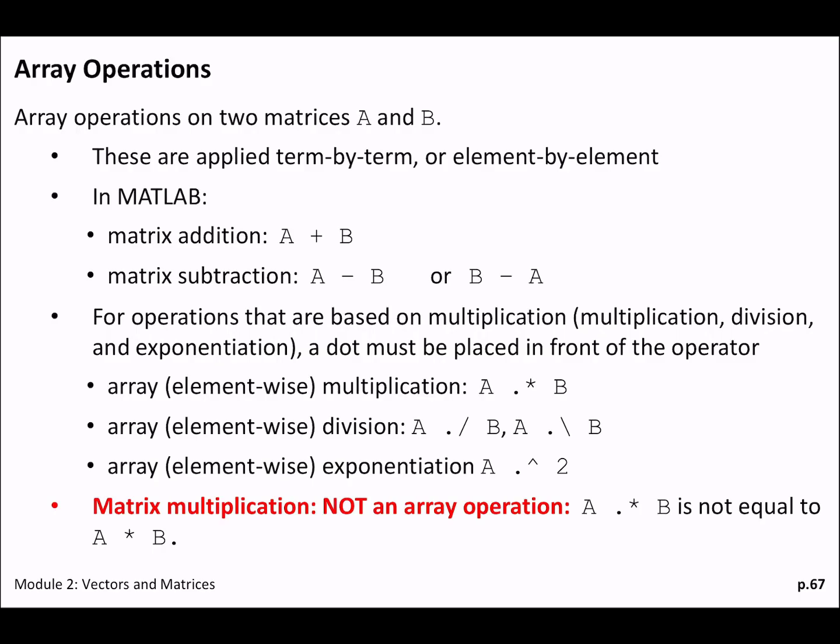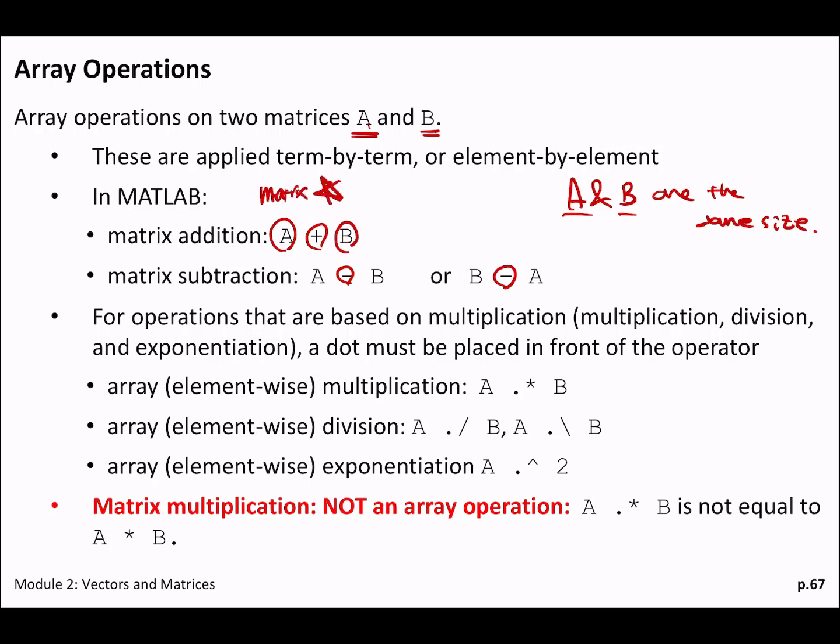Good. Array operation on the matrices A and B. In this case, we assume that A and B are the same size. It works if the sizes are different, but let's assume that A and B are the same size. How does MATLAB define this operation? This is a numeric operator, and A and B are matrices, right? Matrix and then matrix.